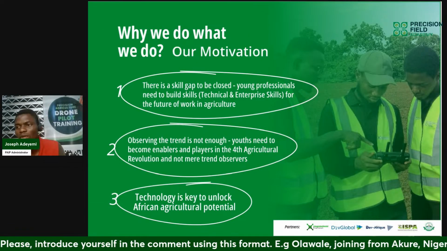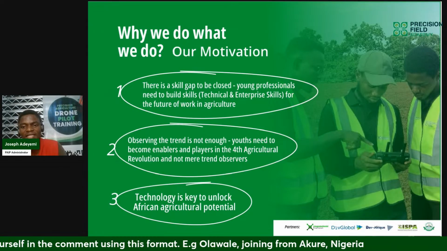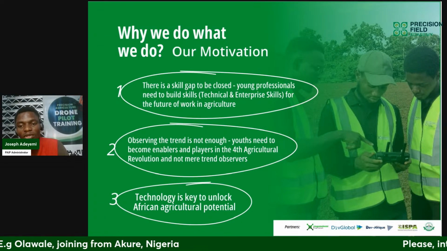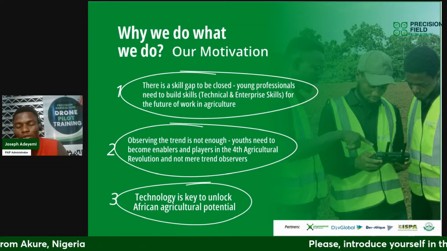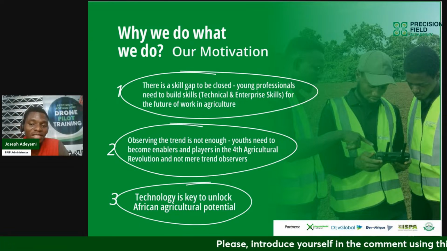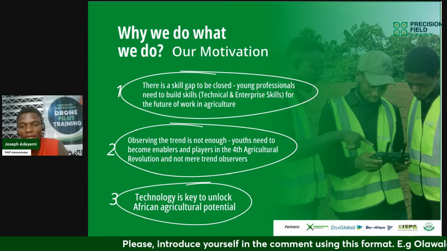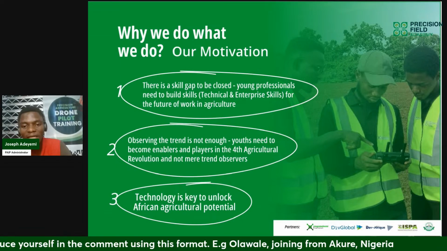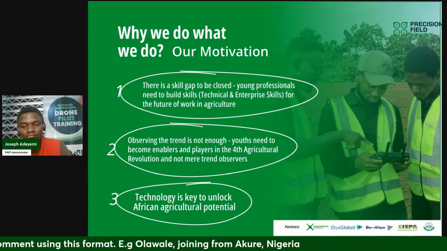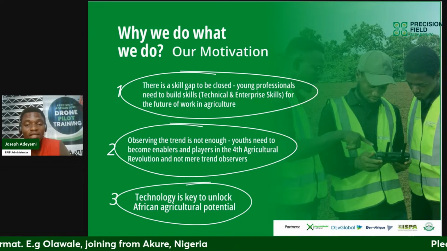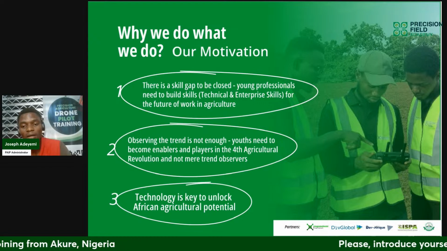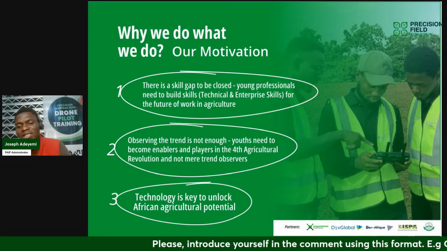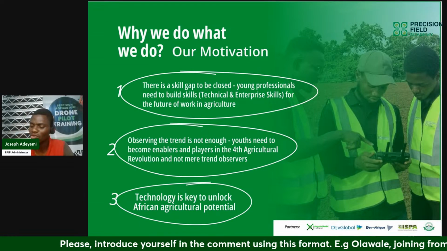So why do we do what we do? What's our motivation? There is a skill gap that needs to be closed. Youth or young professionals need to build skills, both technical and enterprise skills, for the future of work in agriculture. Also, observing a trend is not enough. Youth need to become enablers of this agricultural revolution, directly involved in the fourth industrial revolution, and not just mere observers. Number three is that technology is the key to unlock the potential of African agriculture.